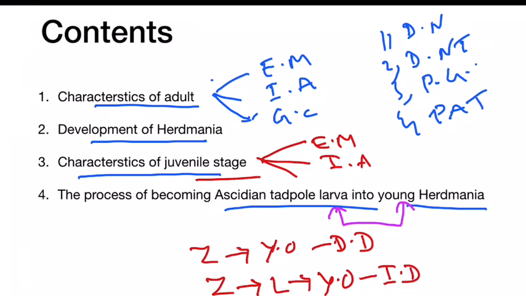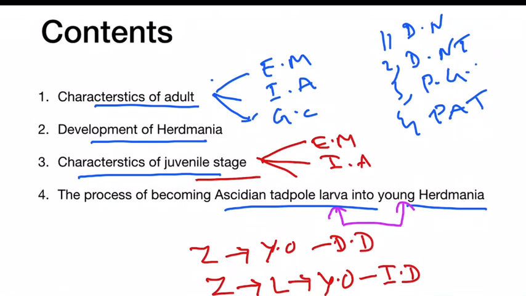At the end of this video lesson we are going to understand how the ascidian tadpole larva becomes Herdmania. While a larva becomes a young organism, it loses some structures, and the larva has more advanced characteristic features than the young organism. So the young organism has primitive characters, that means undeveloped characters, compared to the tadpole larva. The tadpole larva has the advanced characteristic features.